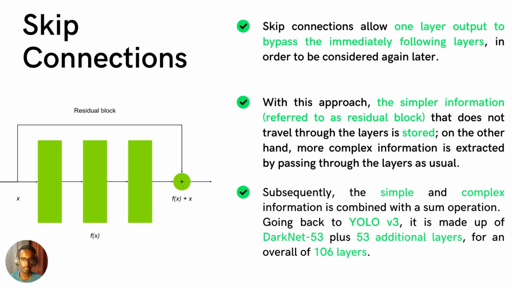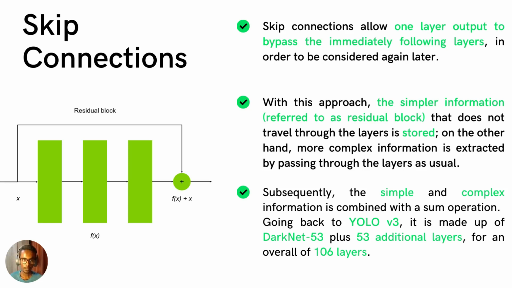With this approach, the simpler information, referred to as the residual block, the one that we did not perform any kind of convolutions on, is stored and preserved. On the other hand, the more complex information is extracted by passing through multiple layers as usual. Subsequently, the simple information, which is the residual block, and the complex information are going to be combined with a sum operation. And going back to YOLOv3, it is made up of the Darknet 53 backbone.